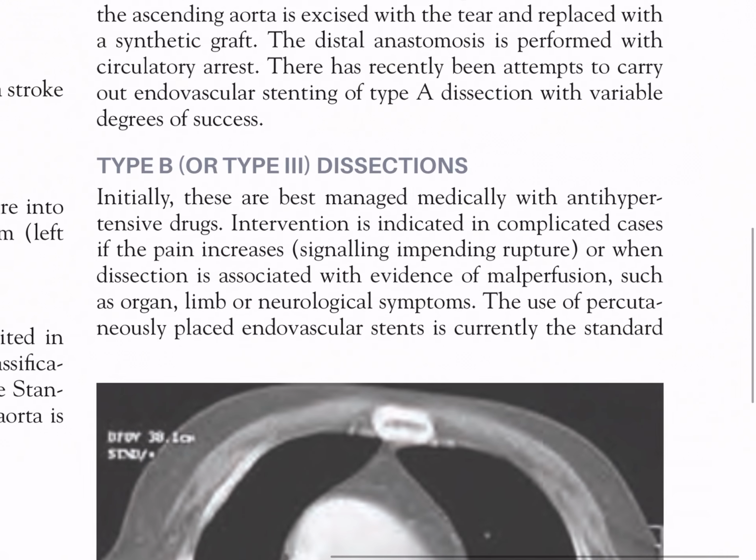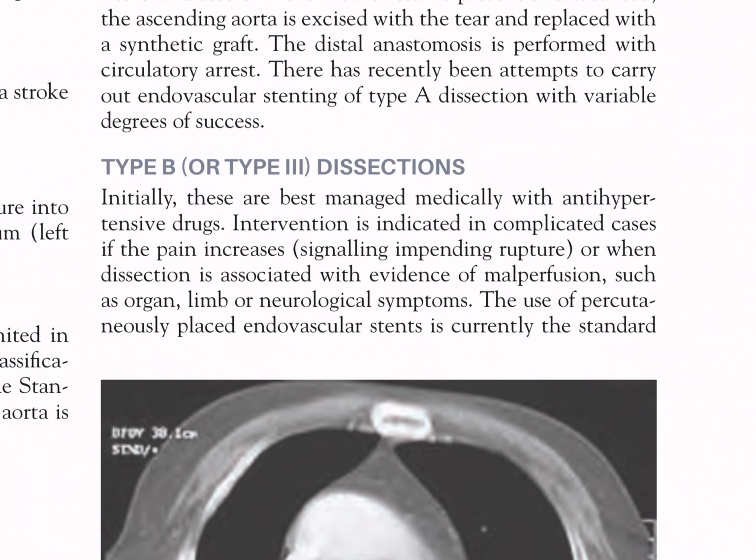Type B or type 3 dissections. Initially, these are best managed medically with antihypertensive drugs. Intervention is indicated in complicated cases if the pain increases, signaling impending rupture, or when dissection is associated with evidence of malperfusion, such as organ, limb, or neurological symptoms.